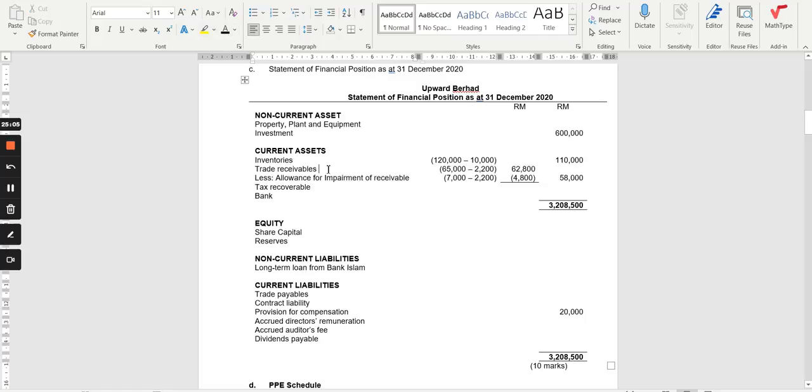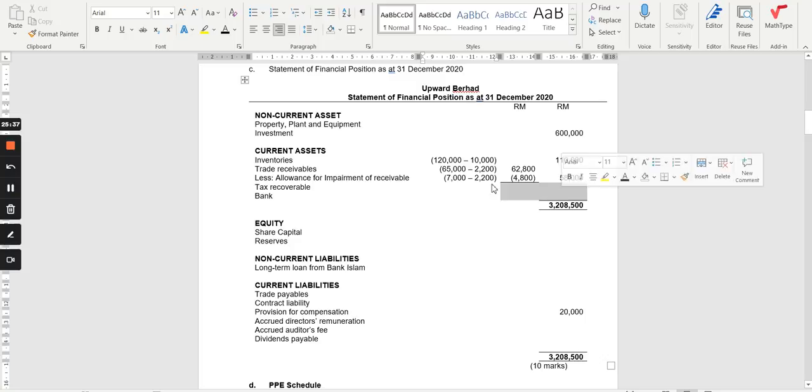Remember earlier you credit your trade receivable with the bad debt that you have adjusted since the debtors cannot pay, right? Confirm that it cannot be collected. So that was removed here. So therefore the allowance has reduced to 4,008, and the trade receivable was also reduced to 62,800 due to write-off. And at the end, the net realizable value is 58.